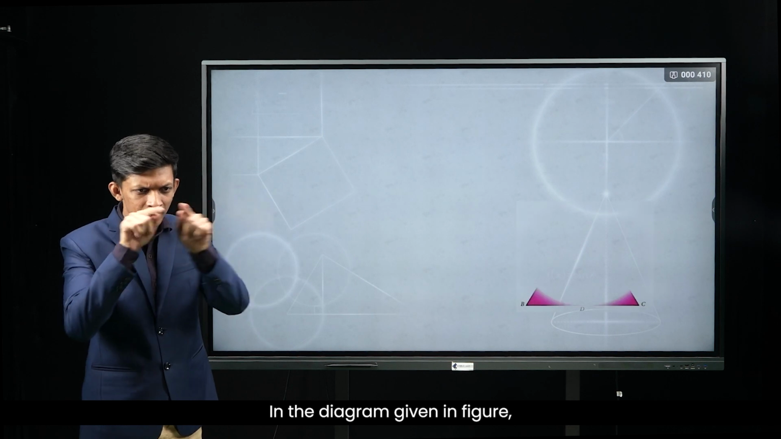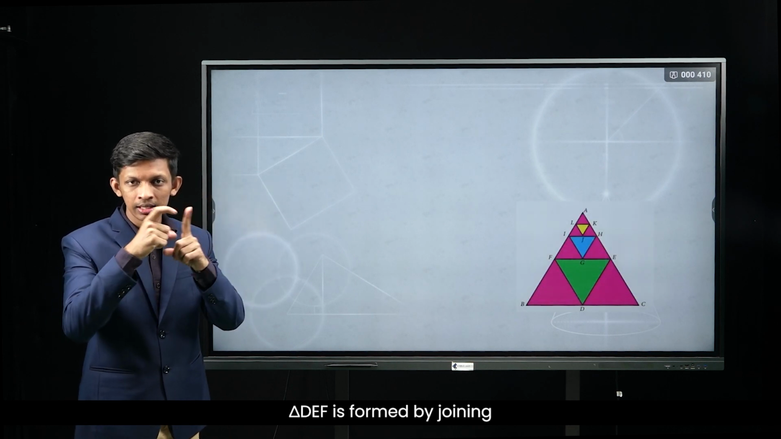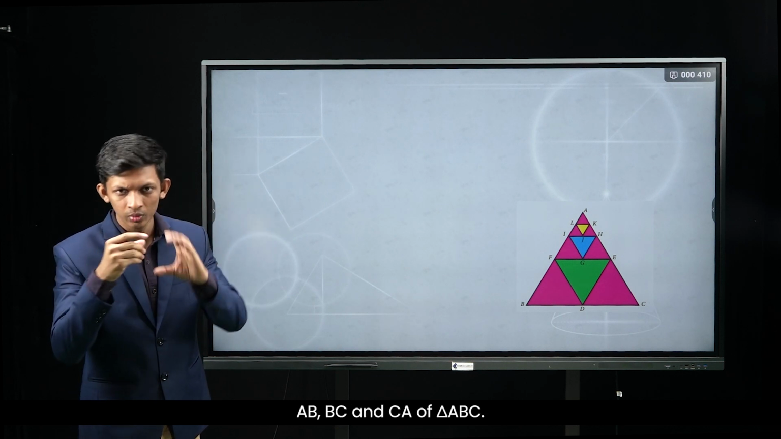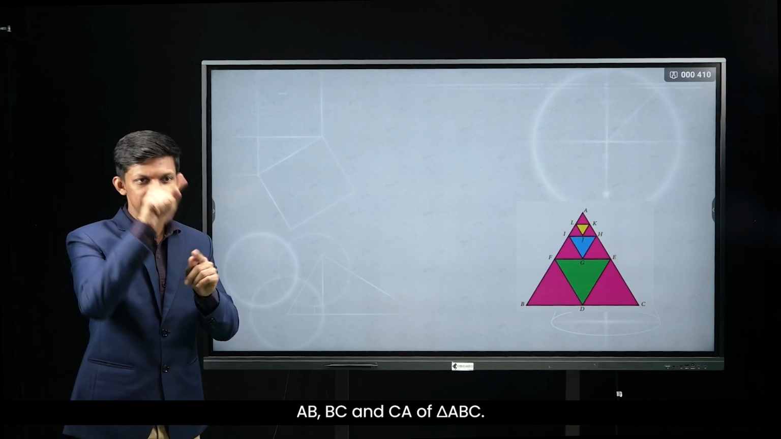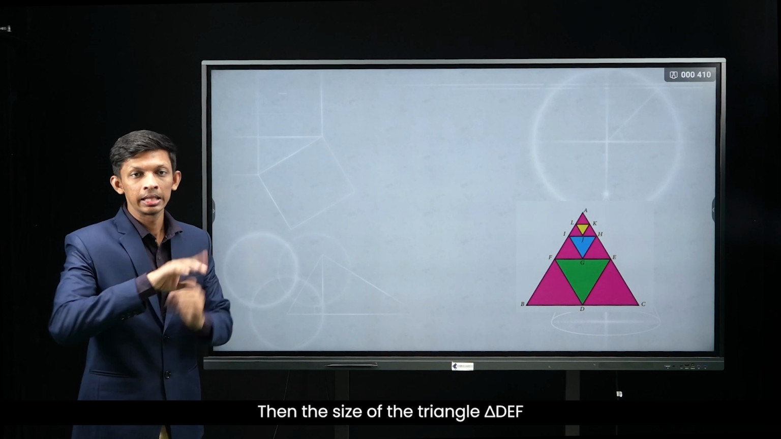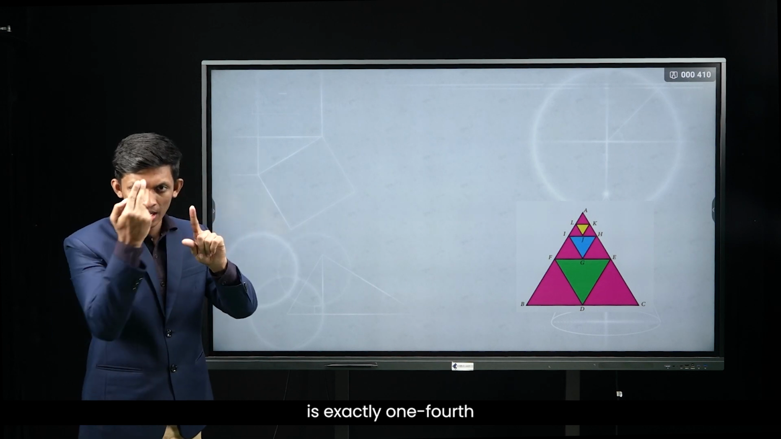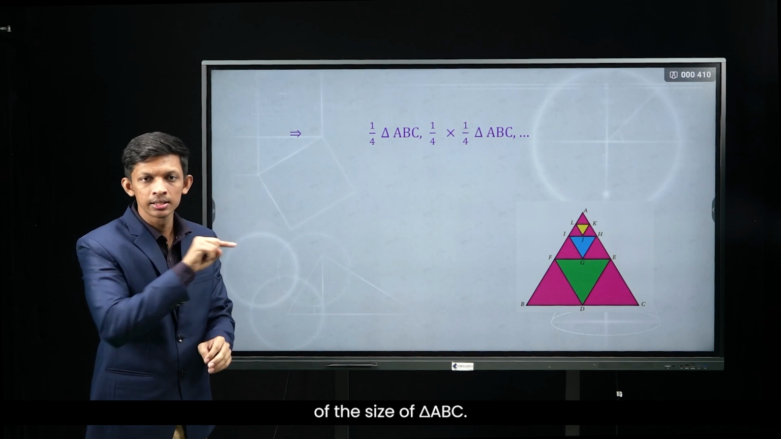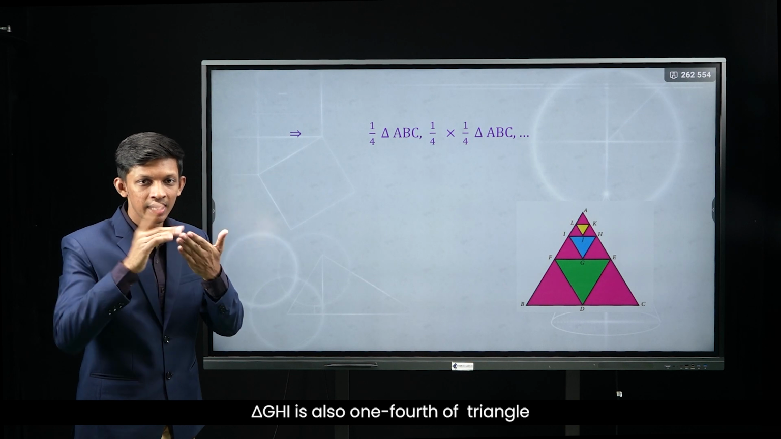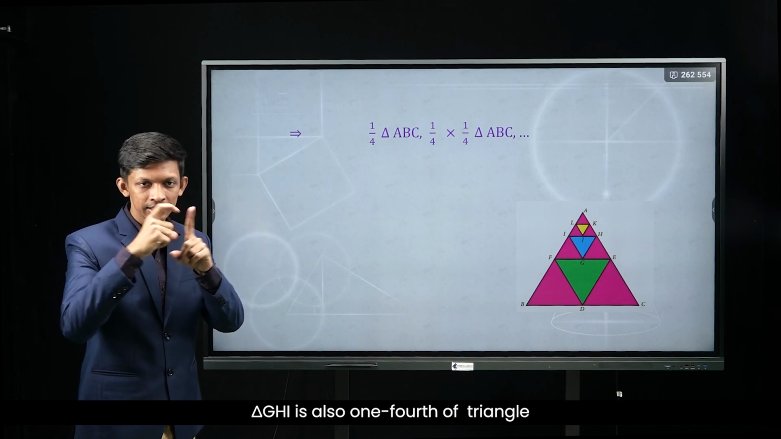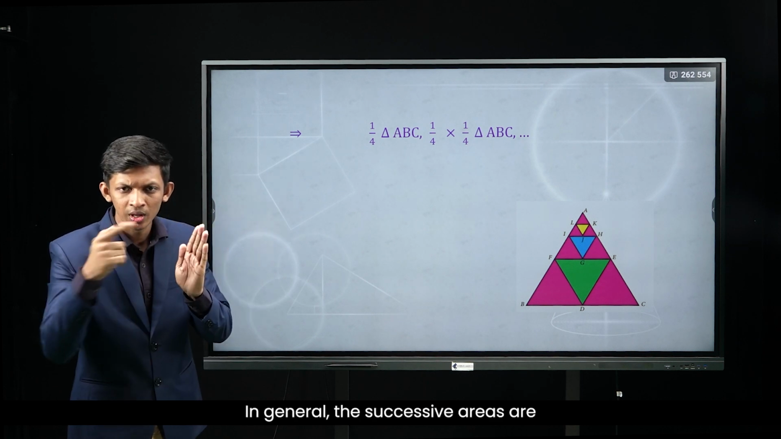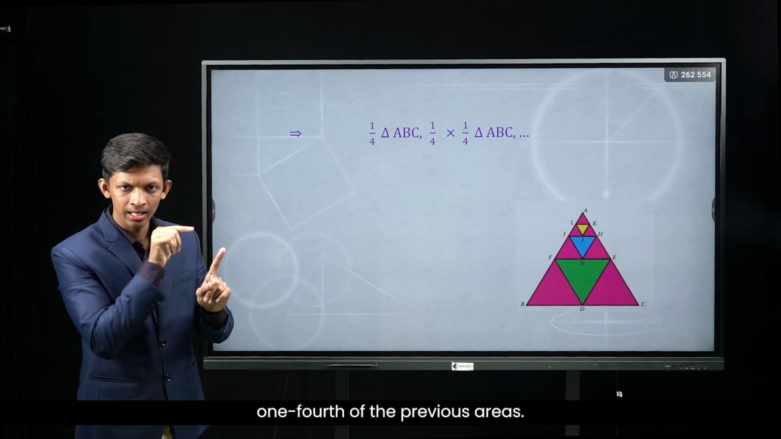In the diagram given in the figure, triangle DEF is formed by joining the midpoints of the sides AB, BC and CA of triangle ABC. Then the size of the triangle DEF is exactly 1/4 of the size of triangle ABC. Similarly, triangle GHI is also 1/4 of triangle FDE and so on. In general, the successive areas are 1/4 of the previous areas.